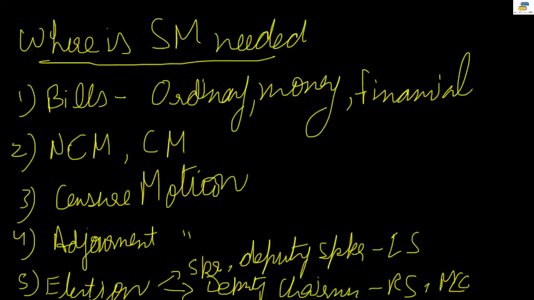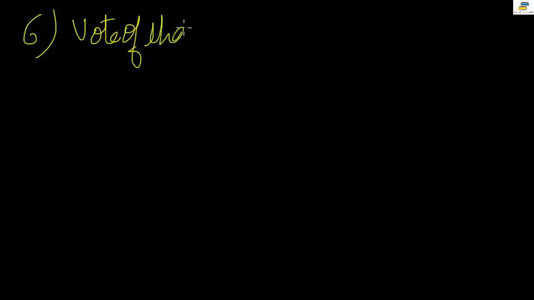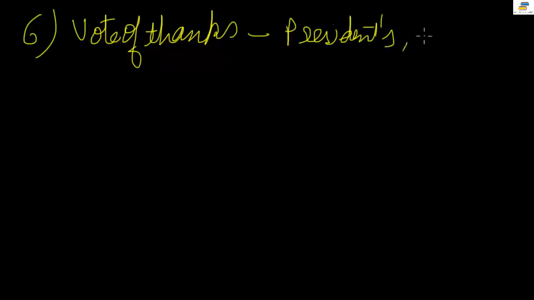Who else is there, right? Okay, so seeing these five numbers over here, what more is needed? Whenever there is a vote of thanks, even then we need a simple majority. To whom is the vote of thanks given? It is given either to the president's address or to the governor's address, right? So for these two, when we give a vote of thanks, a simple majority is needed.